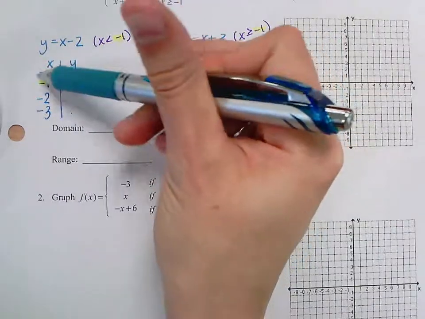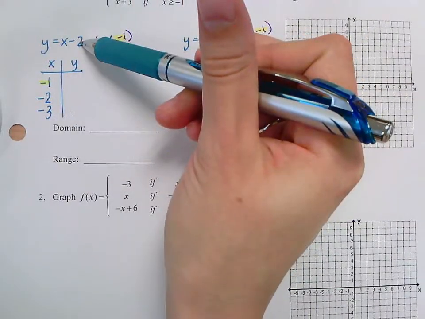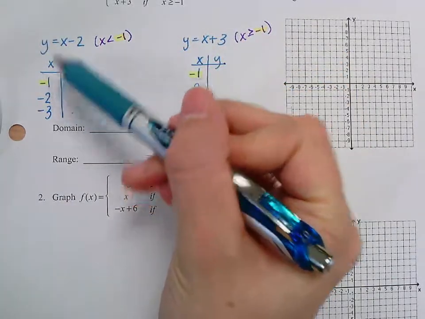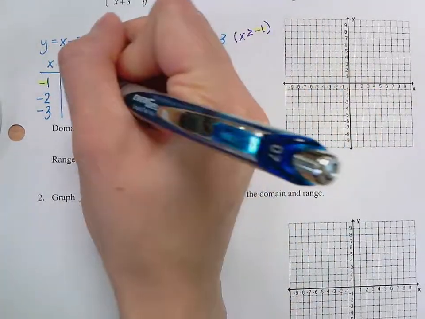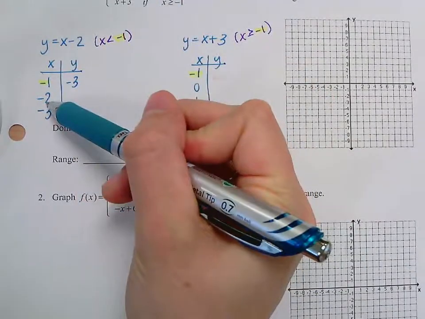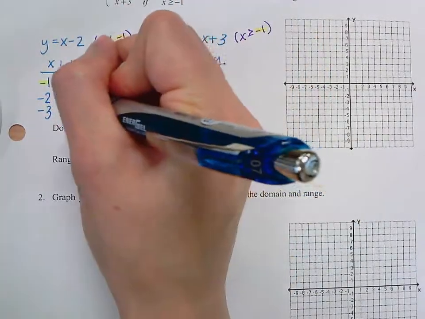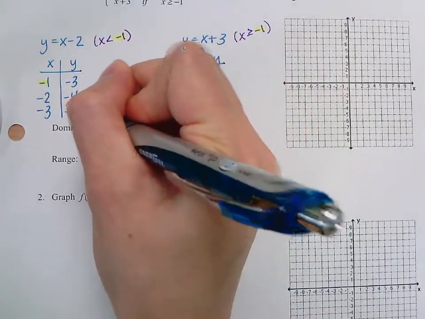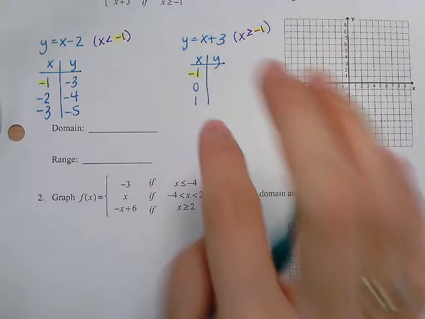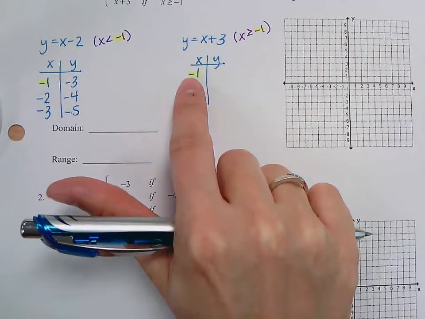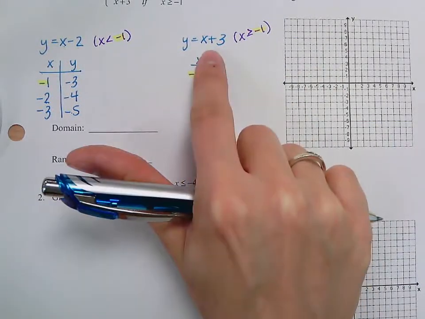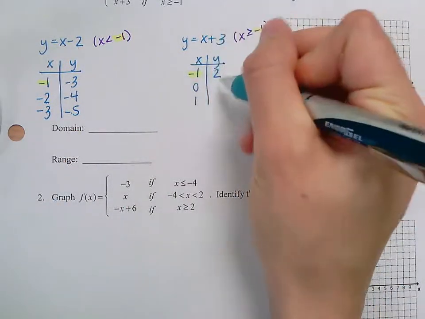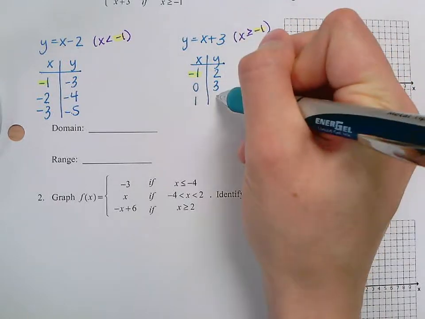Then I substitute the x values into their corresponding equations. So I'm going to substitute these three into x minus 2 to get my y's. When x is -1, -1 minus 2 is -3. Then -2 minus 2 is -4, and -3 minus 2 is -5. And then I'll go over here and do the same thing, substituting these into x plus 3. So -1 plus 3 is 2, 0 plus 3 is 3, 1 plus 3 is 4.